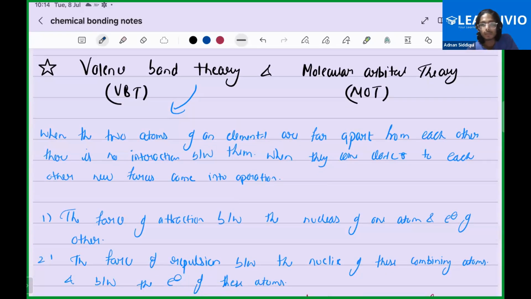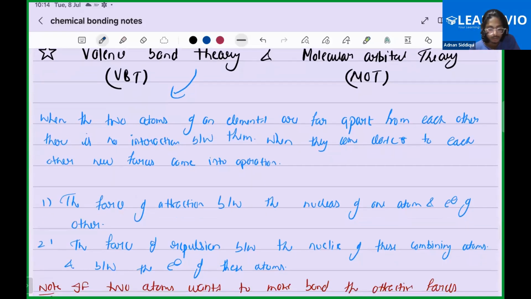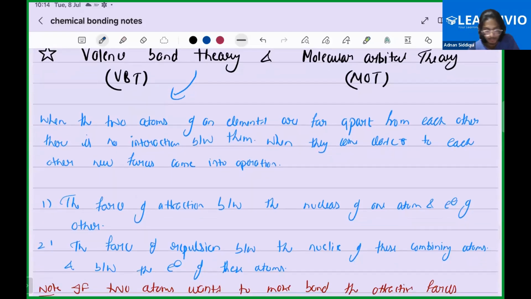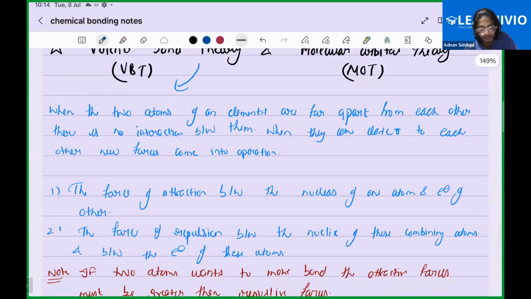So what is valence bond theory? Let us talk about valence bond theory first. When the two atoms of an element are far apart from each other, there is no interaction between them. When they come closer to each other, new forces come into operation.